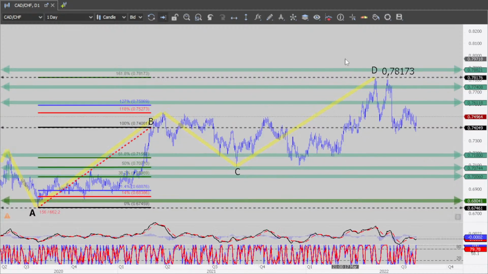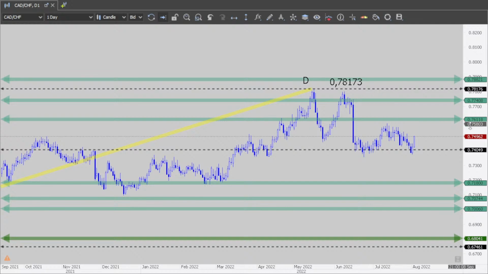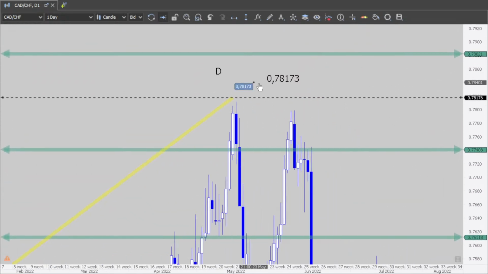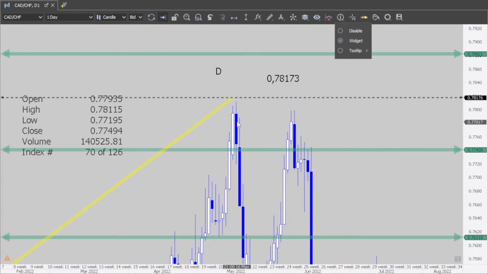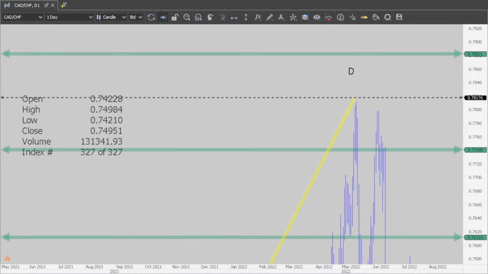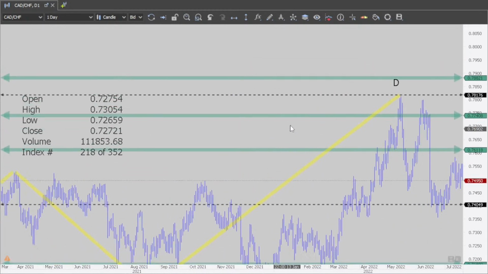So we are going to dive in the chart. You are going to zoom in here. Well, looks like the market did not hit, but we're going to check with the widget, and we're going to put the mouse on the candle, high 78115. So roughly, about 50 pips, the market did not hit the D extension, right? Okay, so the answer is no, the market did not hit the D extension, not yet.